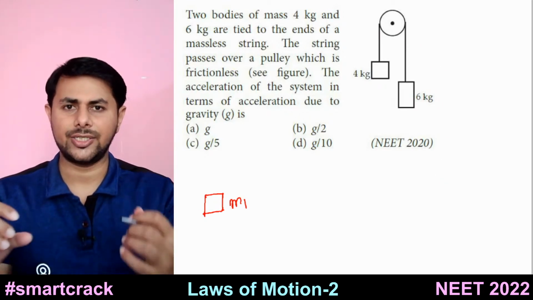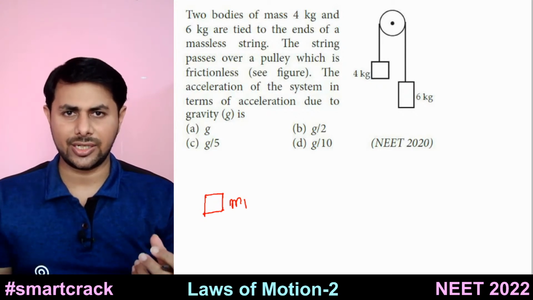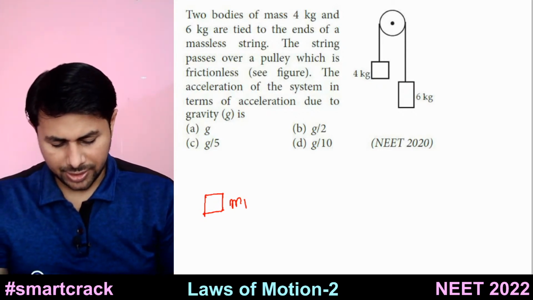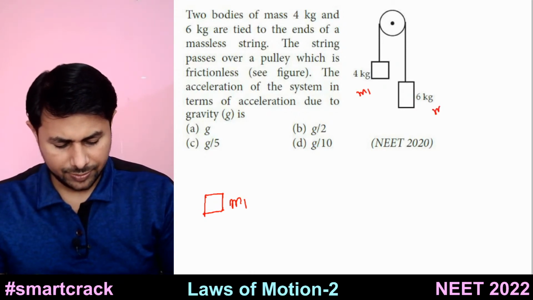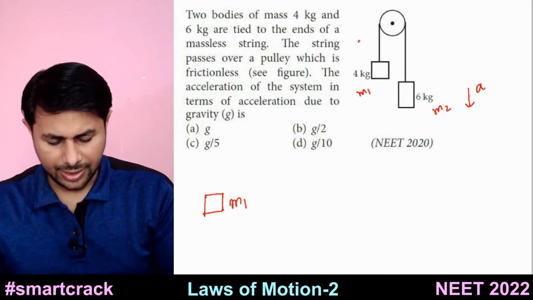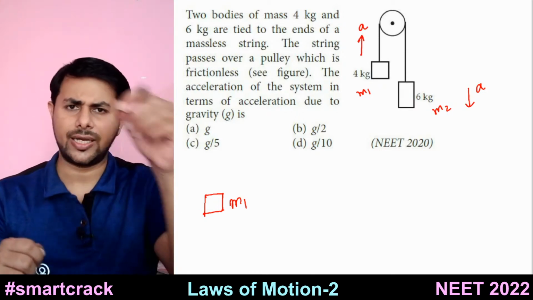Okay, there will be acceleration. That means the 6 kg mass will move downwards with some acceleration a, and the 4 kg mass will move upwards. So let's suppose this is m1, this is m2, and m2 moves downwards with acceleration a, and m1 moves upwards with the same acceleration because they are connected.